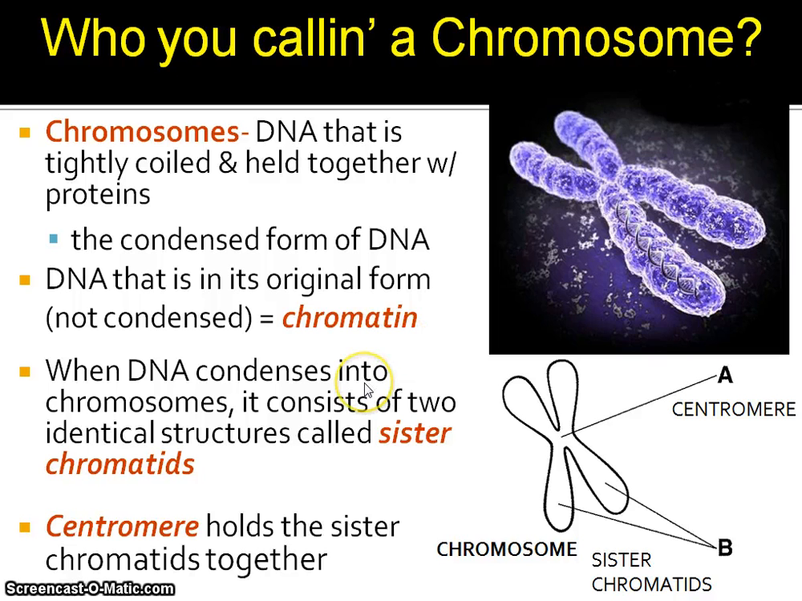So when the DNA condenses into chromosomes, it consists of two identical structures called the sister chromatids. So in other words, this sister chromatid shows DNA that's tightly wound around itself and around these proteins, and it forms this X-looking shape where we have loads of DNA wrapped in that X-looking shape. These identical structures are called sister chromatids, each one, and there's a centromere in the middle that holds the two sister chromatids together.